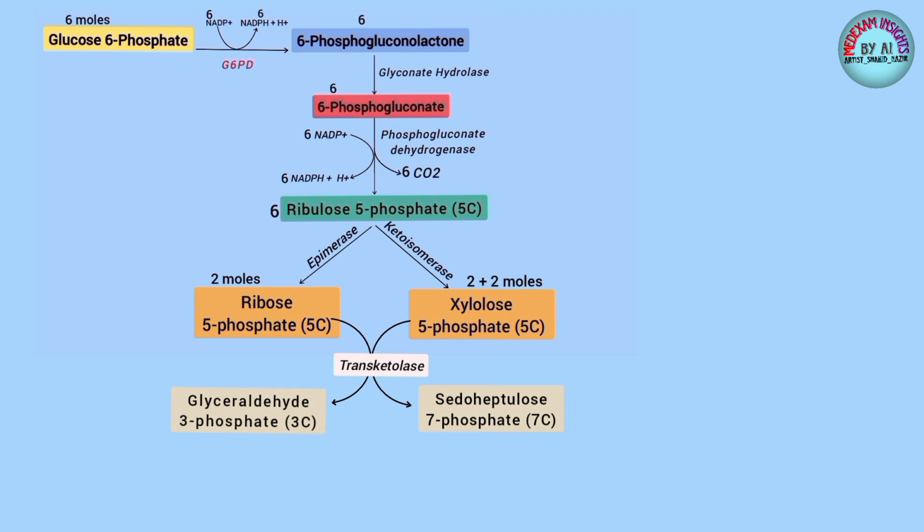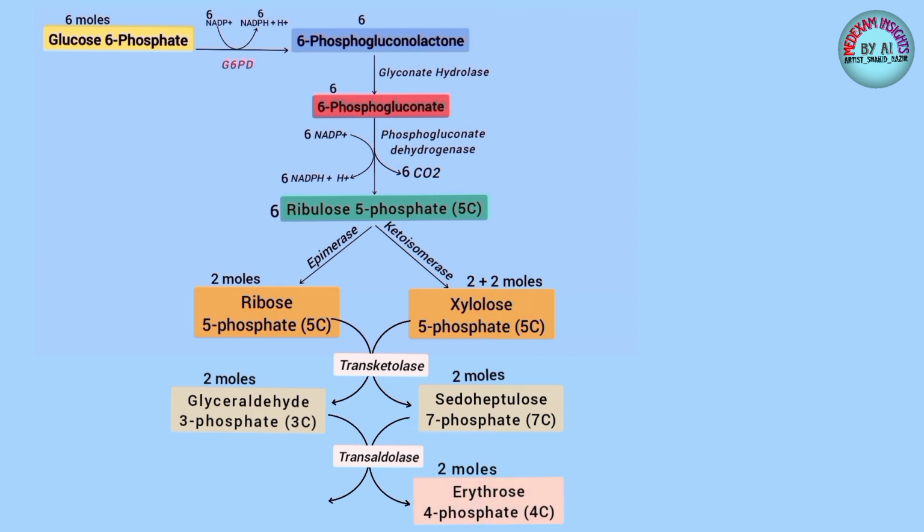The reaction is TPP and Mg2+ dependent. Here the 2 moles of reactants react to give 2 moles of products, that are 2 moles of sedoheptulose 7-phosphate and 2 moles of glyceraldehyde 3-phosphate. Now, transaldolase brings about the transfer of a 3-carbon fragment, active dihydroxyacetone, from sedoheptulose 7-phosphate to glyceraldehyde 3-phosphate to give 4-carbon erythrose 4-phosphate and fructose 6-phosphate. Fructose can be converted to glucose 6-phosphate for further metabolic cycles like glycolysis and citric acid cycle.